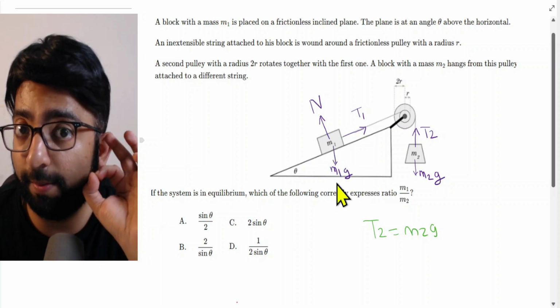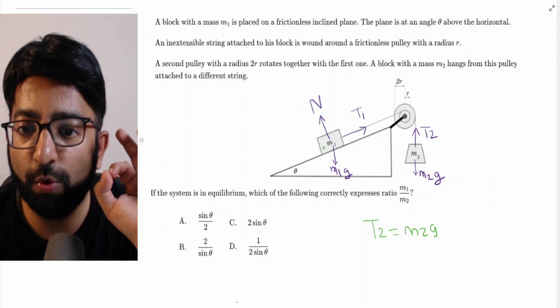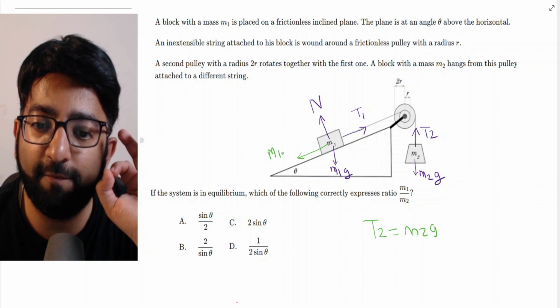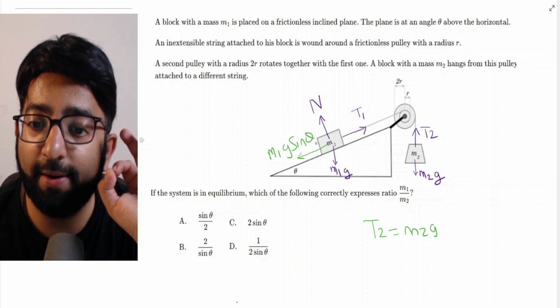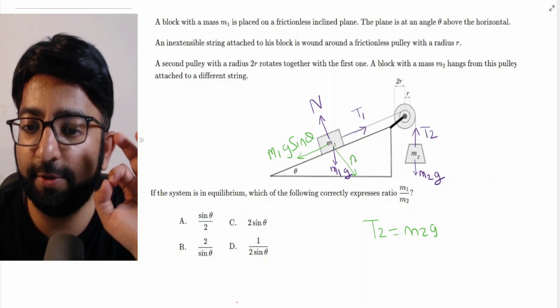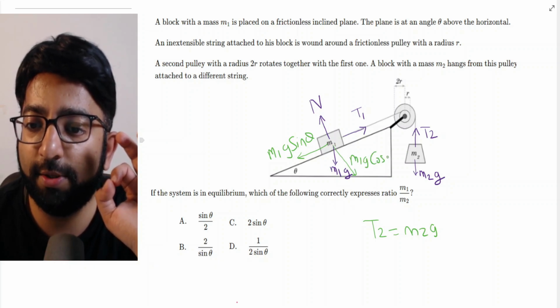So M1G can be broken down into two components. One component of M1G will go along the incline, so this will be M1G sine theta. And another component of M1G will be going perpendicular to the incline, which is M1G cos theta.